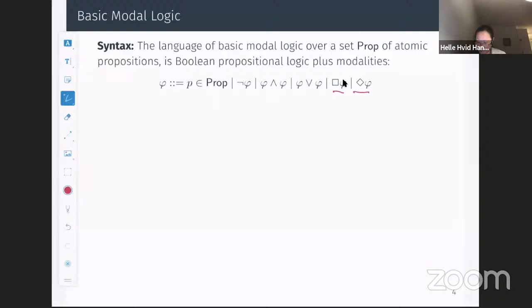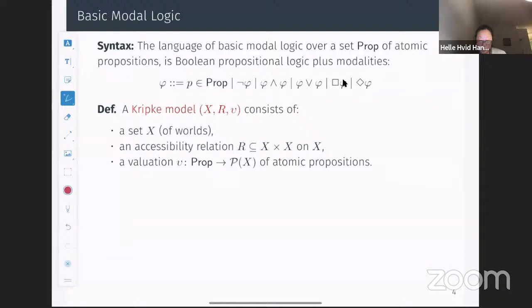And this language is interpreted over Kripke models. So a Kripke model is just a set with a relation on that set.